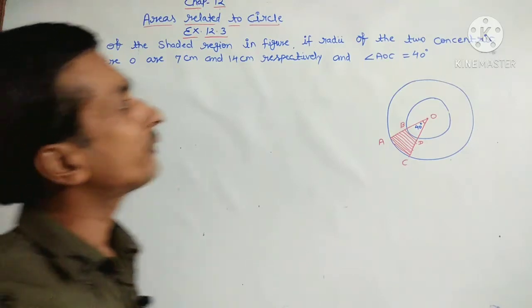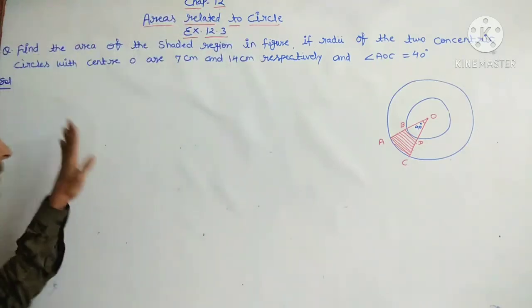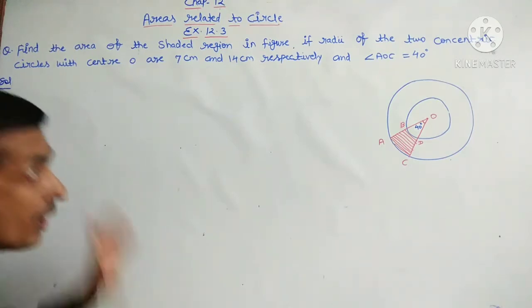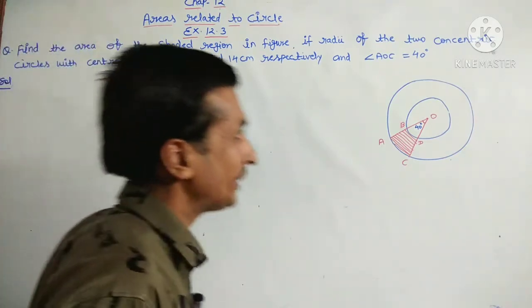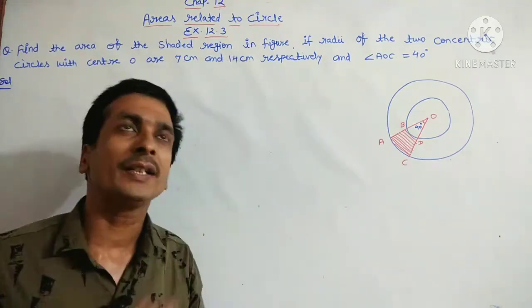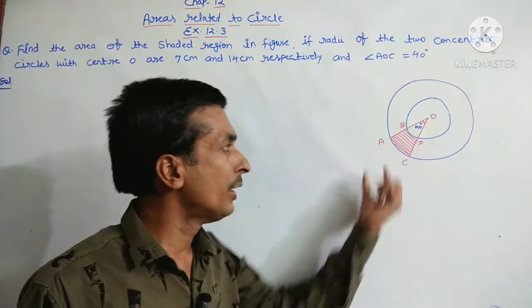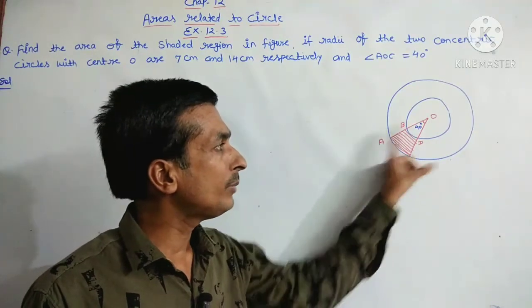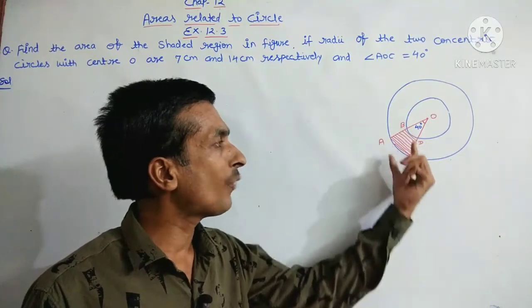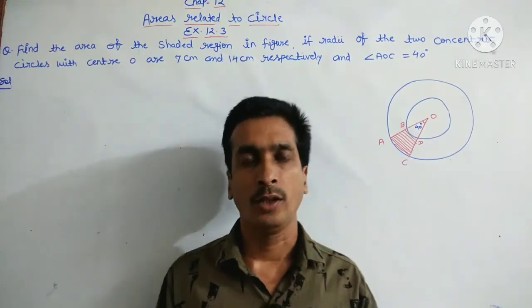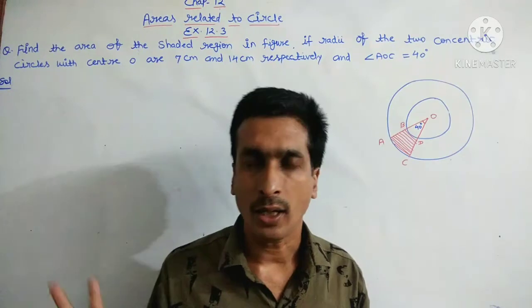If the radii of the two concentric circles with center O are 7 cm and 14 cm respectively and angle AOC equals 40 degrees. So what is the demand of the question? We have to find the area of the shaded region. The shaded region will be ABDC. This portion you have to find the area of. So what is the formula for the area of a sector? Theta upon 360 times pi r square.